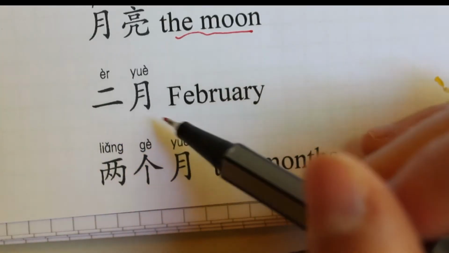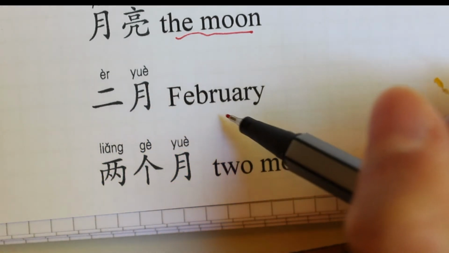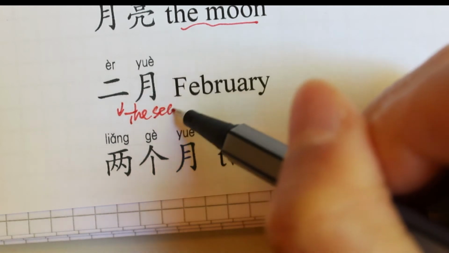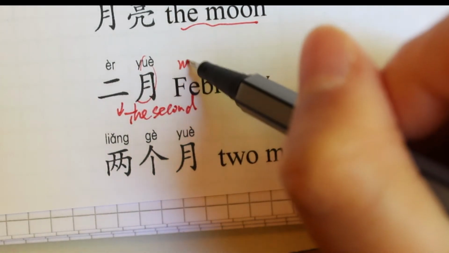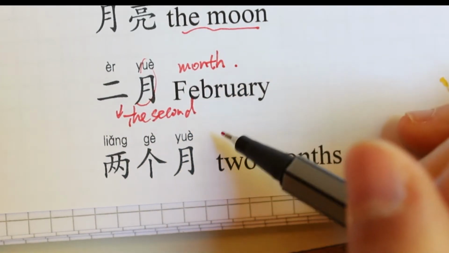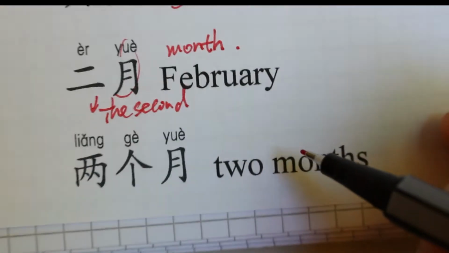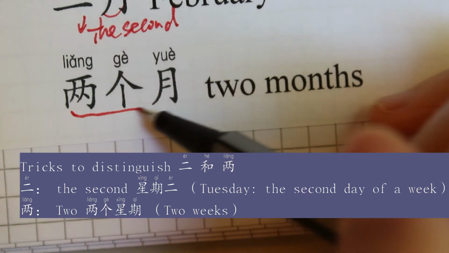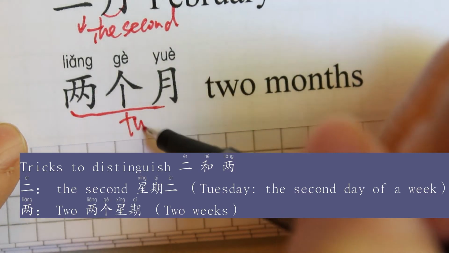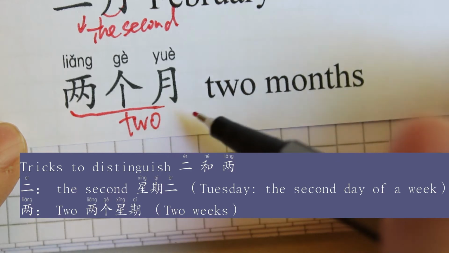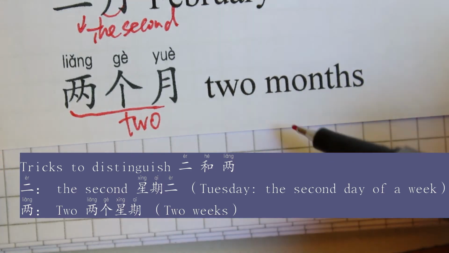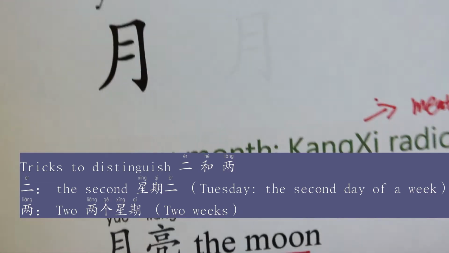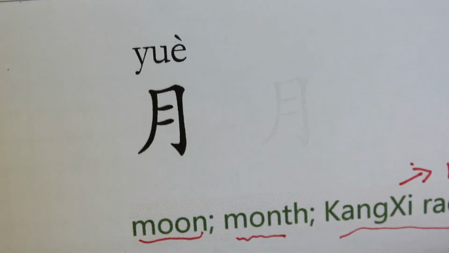And the next one, 二月 means February. 二 here means the second. 月 means the month. So the second month is exactly February. And the next word is 两个月. 两 here means two, okay? 两个月 means two months. Okay, now let's try to write 月 together.